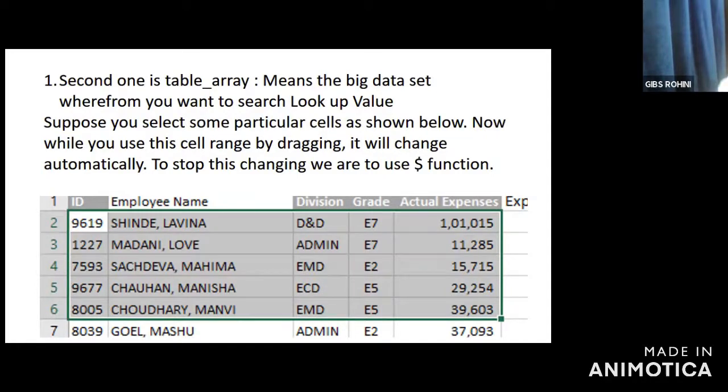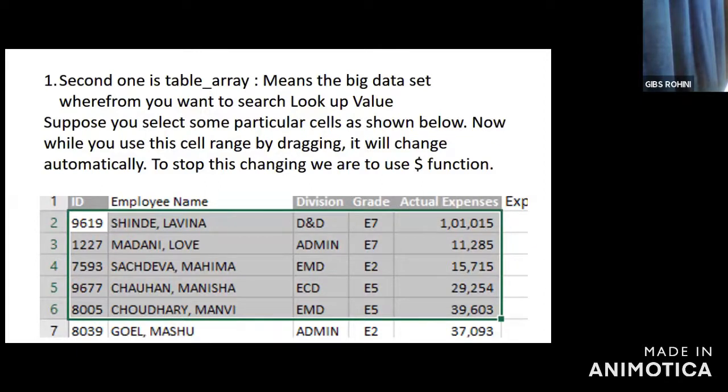Like if you want E7 in one case, if you drag this one, automatically while you are dragging towards the lower side, it will be E8, E9, E10 like this. If you drag it towards the right side, then it is F7, G7, H7, or on the left side it will be D7, C7, B7. To stop this, because I want that exact value, we have to put the dollar sign. Now here putting dollar means the value will remain the same.